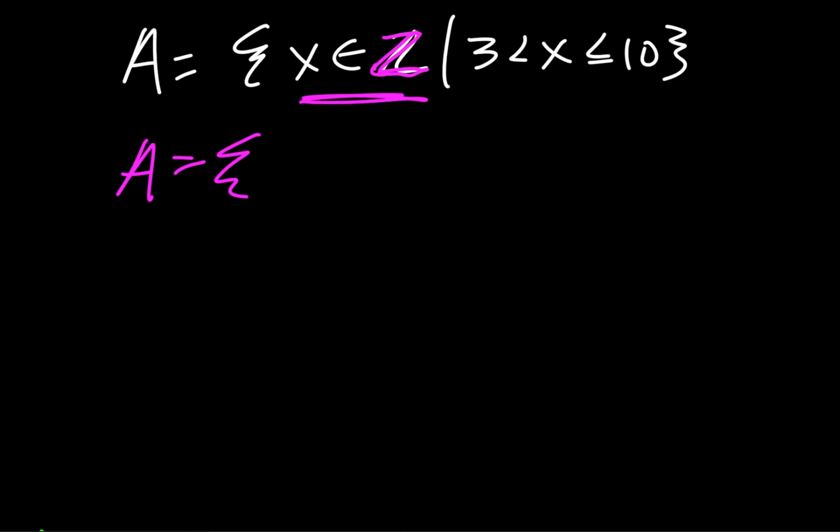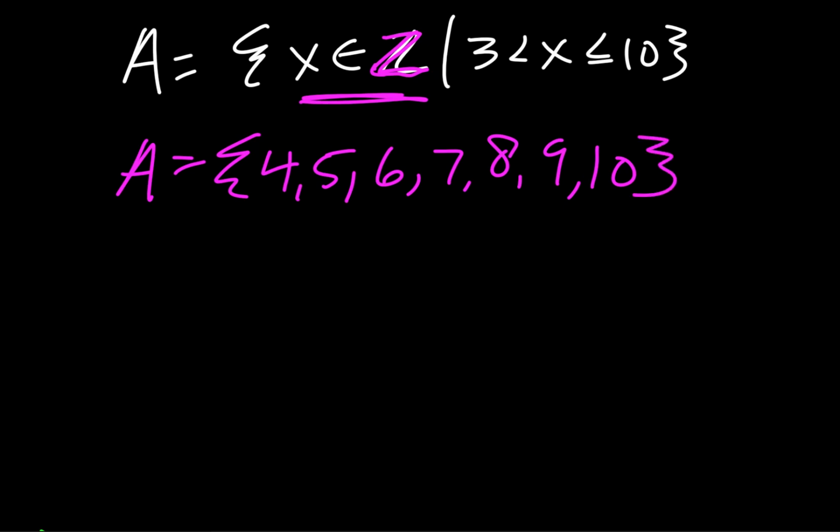Now since this is just less than, not less than or equal to, we don't actually get to 3, we get really close to 3. So the first integer that happens in this is just a 4. And then we do everything in between 4 and 10. And we actually write down 10 because there's an equal to line right there.